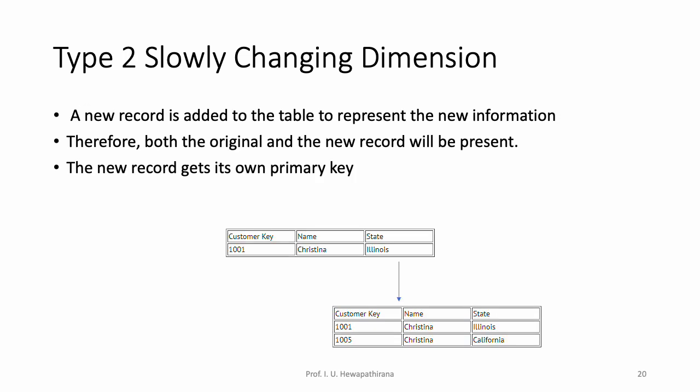Then the next, type 2 solution: a new record can be added to the table to represent the new information. So you can have a new primary key for the new record, right? Both records are going to be present in the table, and basically we will have to consider the two records as two customers.